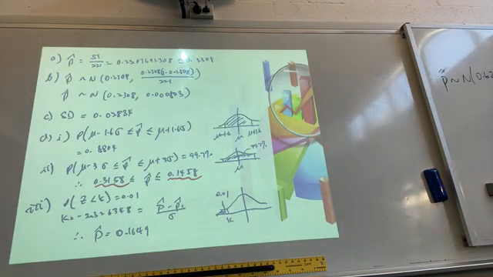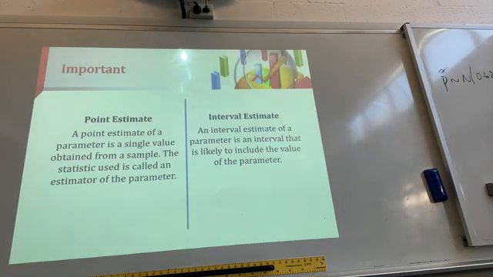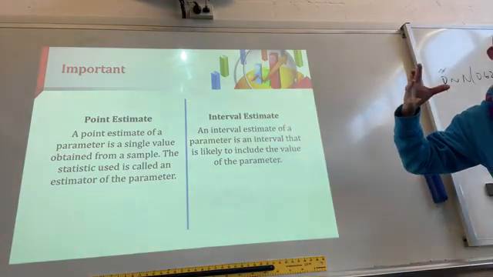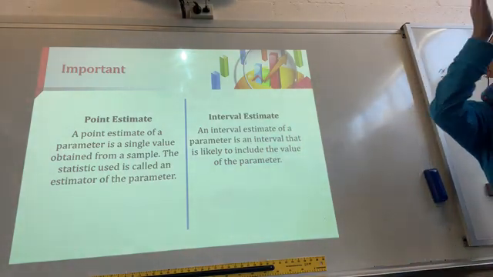All right, I've finished the lesson. Oh, sorry, the last bit. Just a summary. This is actually from Nelson. The point estimate of a parameter is a single value obtained from a sample. The statistic used is called an estimator of the parameter. Whereas an interval estimate of a parameter is an interval that's likely to include the value of the parameter. All right, it's somewhere inside.